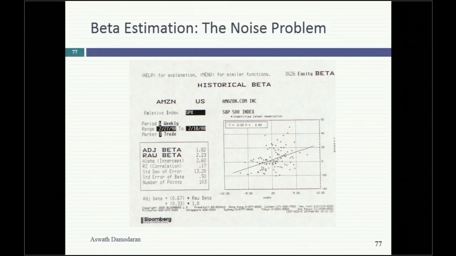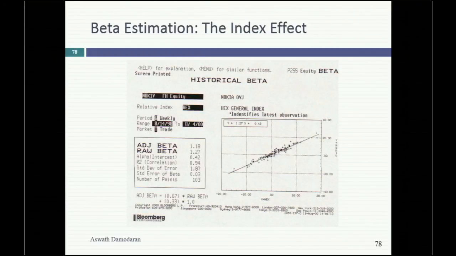Raw beta. Then I took a look at the standard error of the beta. And it said 0.50. So read that for me. What does that even mean? Your regression beta is 2.2, your standard error is 0.5. If I ask you for a range on Amazon's beta, it's going to be anywhere from 1.2 to 3.2. Fat lot of good that does you. That's a noise problem. Okay?